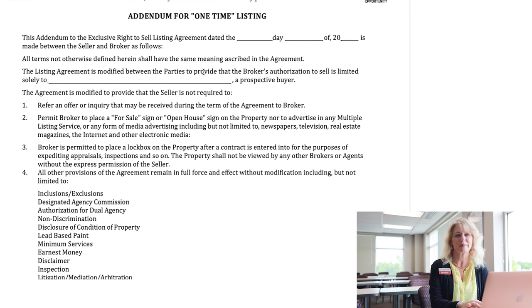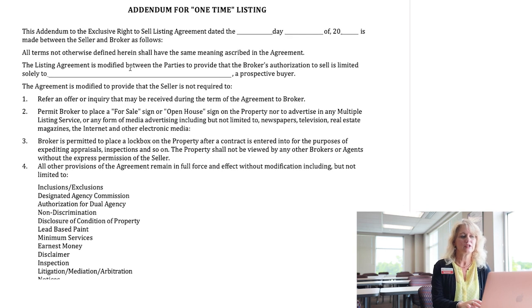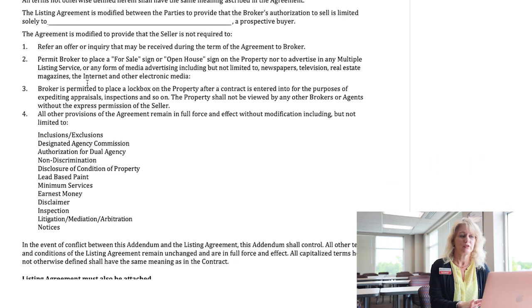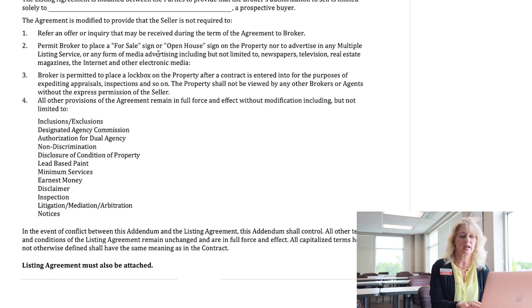Usually these are dated the same day. And then you've got this blank here. This is the buyer's name. So basically, the listing is only going to be sold to this buyer. It's not going to be marketed for other buyers. You can still put a for sale sign, you can still have the open house, but the seller is listing the property with you specifically for this buyer.